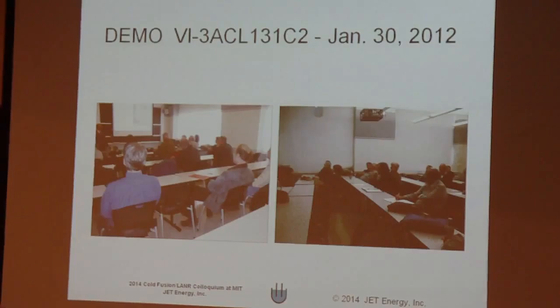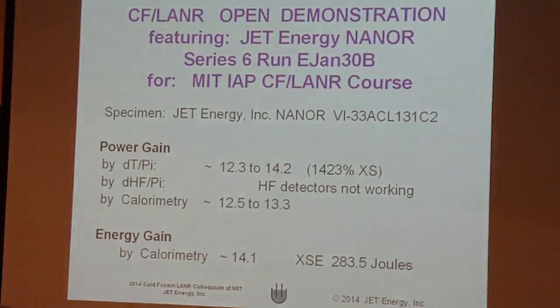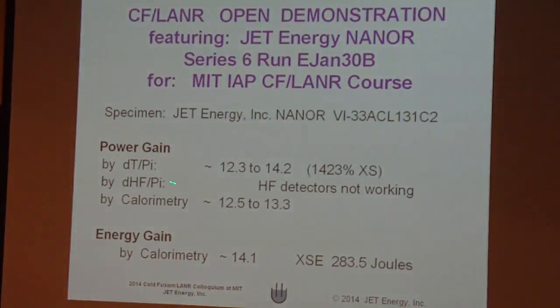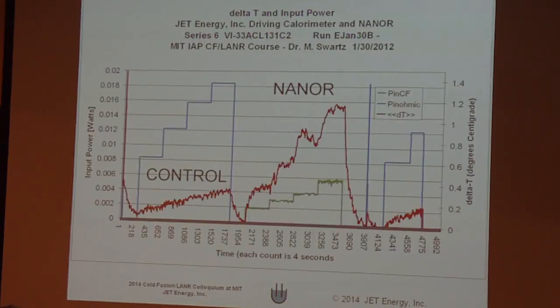What we did is we set it up in Peter's lab after the course. What we saw that day was by delta T, we had an energy gain of 12. It's not 12%, it's 12 times. By calorimetry, the same heat flow detectors were working that day, and by calorimetry, a gain of 14. Here's what we saw. Here's the delta T. Now, it's not delta T normalized to input power, so that's not going to be a straight line. It's going to be a rise.